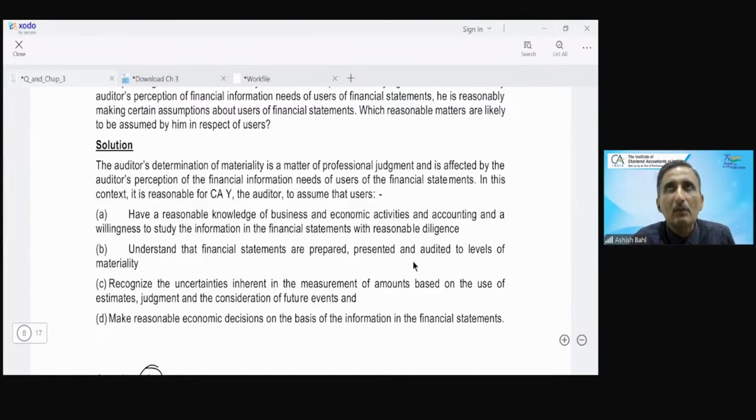So these are also important, students. Always see before answering what the question is asking from you. Now in this question, it is being asked what the auditor thinks about users of financial statements, which assumption he is making about users. He assumes users know that financial statements are prepared, presented, and audited to the extent of materiality, that they know about the business and economic activities of the company, and that they are reading the financial statements with due diligence. Such assumptions are presumed by the auditor in respect of users of financial statements.